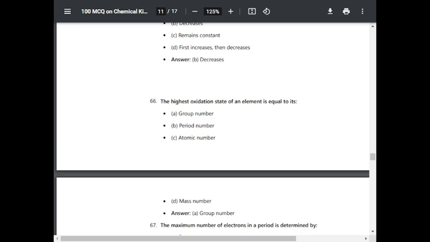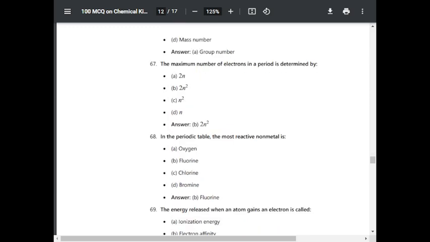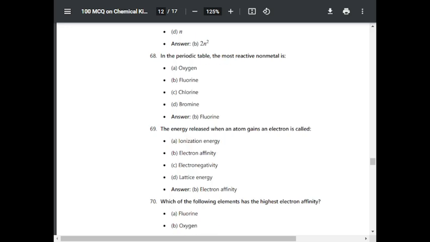Option A is correct. Question number 67. The maximum number of electrons in a period is determined by. Option A, 2n. Option B, 2n square. Option C, n square. Option D, n. The correct answer is 2n square. The maximum number of electrons in a period is determined by 2n square. Option B is correct.